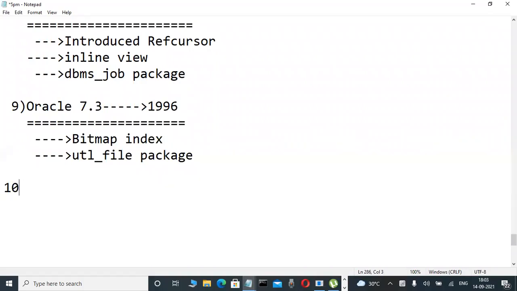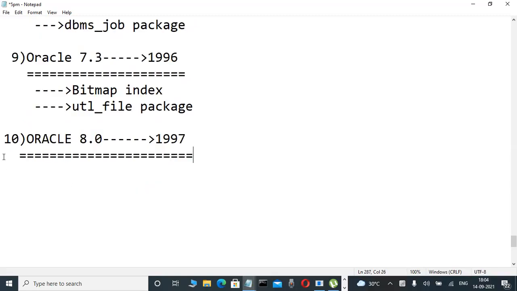Okay? Next version. What is the next version? Oracle, very good. Oracle 8.0, not 8, 8.0 is there. That is 1997. They introduced it in 1997.